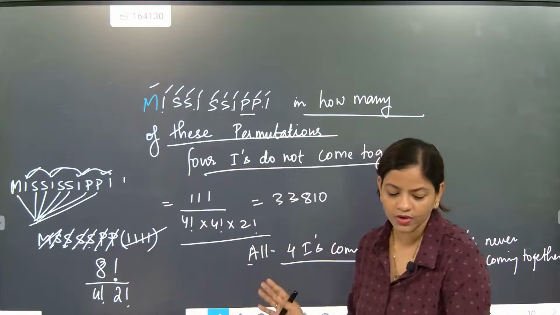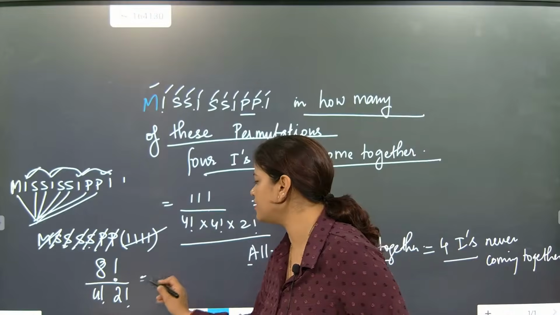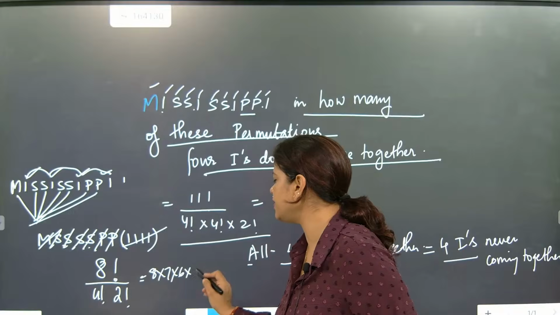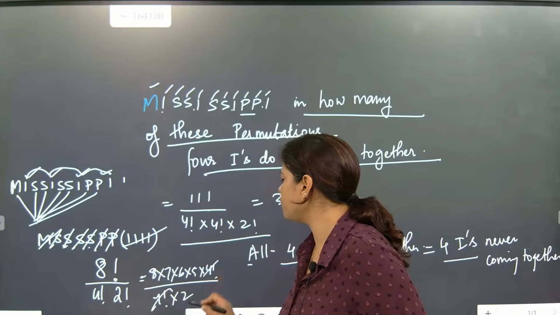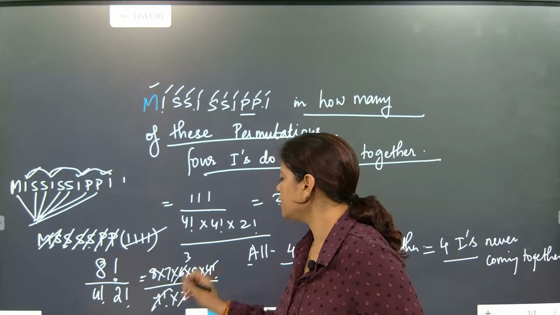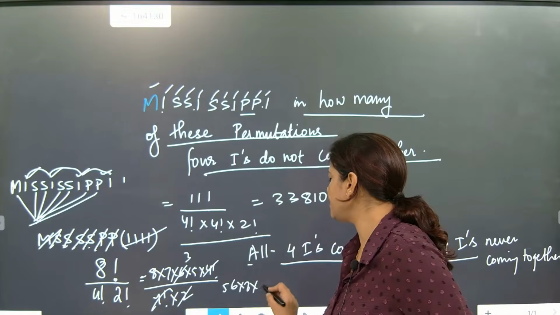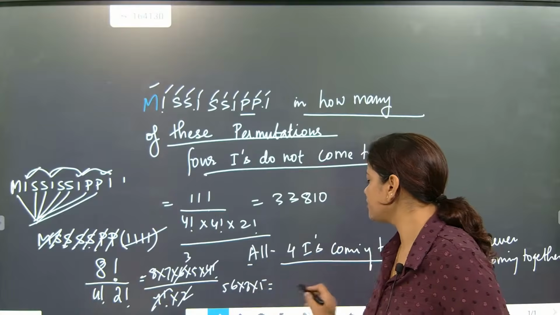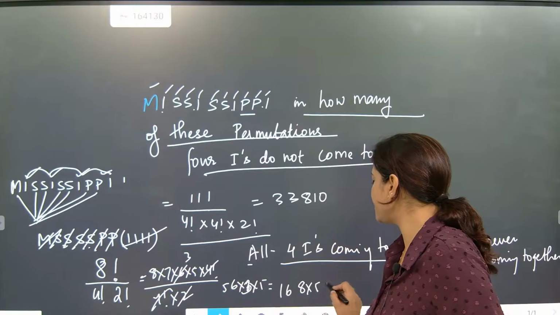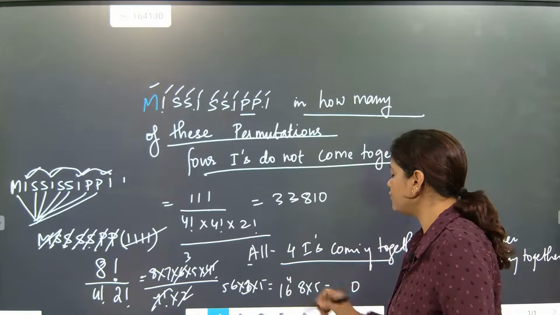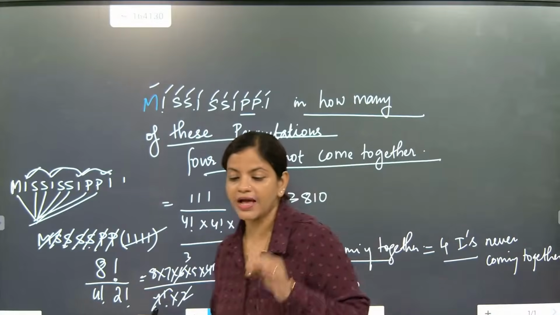Now after this, what work do we have to do? 8 factorial by 4 factorial into 2 factorial. If you solve this, 8 into 7 into 6 into 5 into 4 factorial by 4 factorial into 2. So this 4 factorial cancels and then it will become 2 3s are 6. So here 7 8s are 56. 56 into 3 into 5. So how much is it coming? 3 6 18, 3 5 15, 16 into 5, 5 8s are 40, 6 5s are 30, 840. So that means when 4 I's come together, the answer is 840.